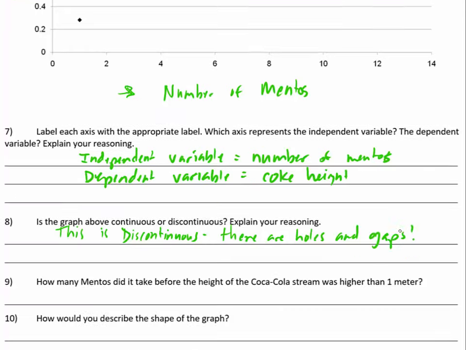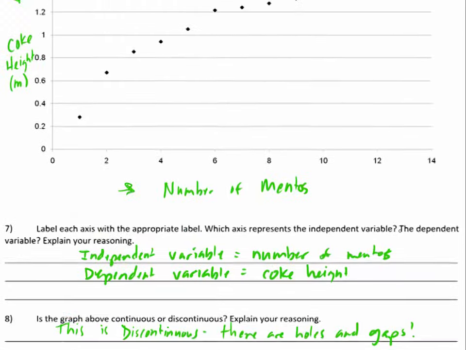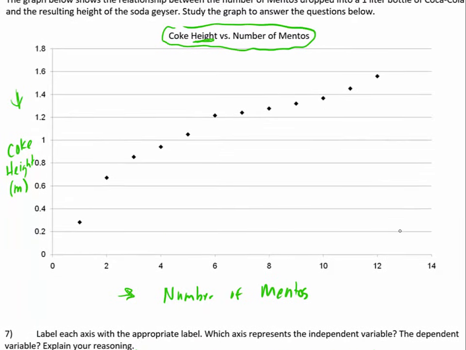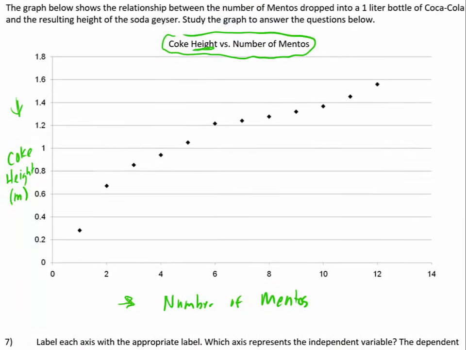Now moving on to question number 9. It asks, how many Mentos did it take before the height of the Coca-Cola stream was higher than 1 meter? These are the good questions that we're trying to figure out from these graphs. So higher than 1 meter, and we want to know how long it's going to take for those things. So we need to first find 1 meter. 1 meter is not going to be down here with the number of Mentos. It's going to be over here with the Coke height.